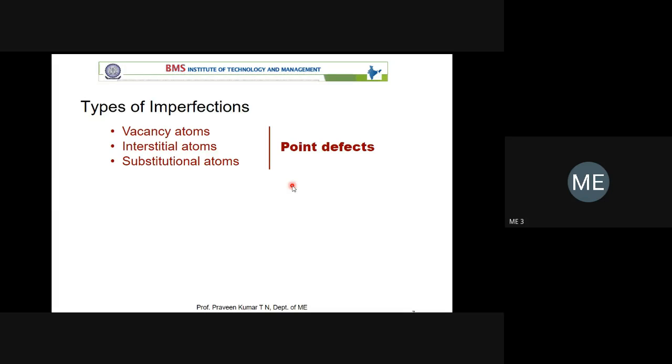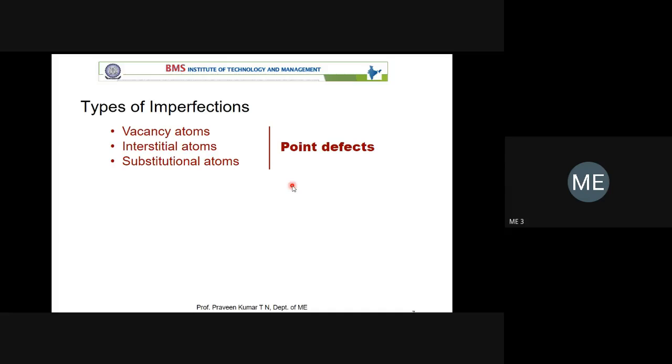An example for the interstitial atom is carbon in iron, in steel. Fe is the main atom. The carbon atom is there in steel. That is referred to as an interstitial atom. So a vacancy may be created during the solidification process itself, or during the crystallization process, or during the casting process itself. Then there is one more type, substitutional atoms.